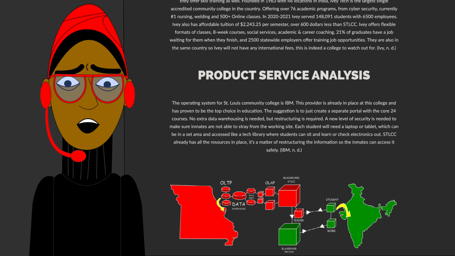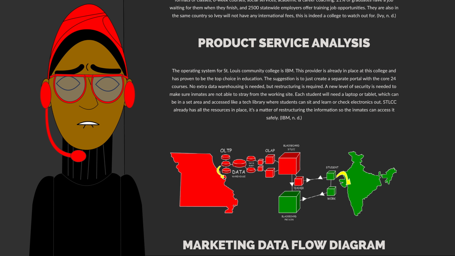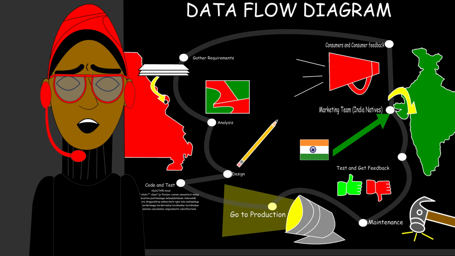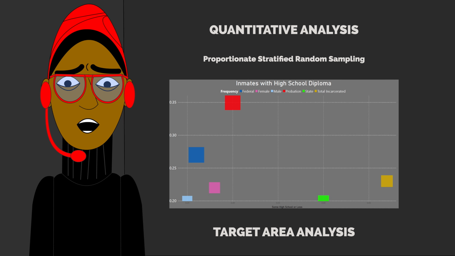Okay, then we have our product service analysis, talking about how STLCC should operate and how their new system should operate with the old, and this is a diagram of how the data flow will happen. We have our quantitative analysis, talking about the male-female ratio, and also based off of federal, state, and probation.